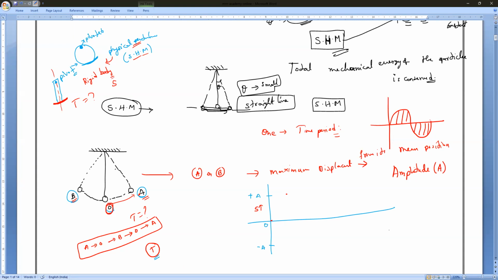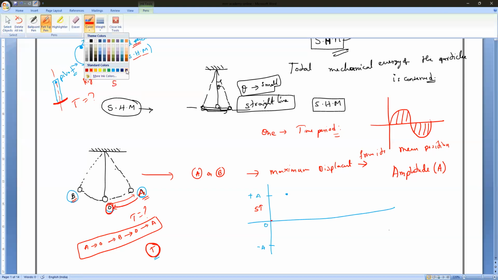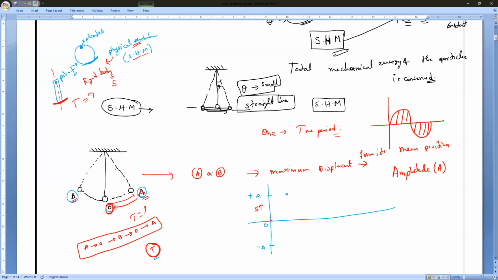Now, the bob is at point A. Bob is at point A means maximum displacement. Now, if the total time is T, and if I release the bob at point A, what is the time taken to reach the mean position? Can anybody tell? Mean position means it reaches here again. So can you tell me what it is in terms of the time period? Anybody?